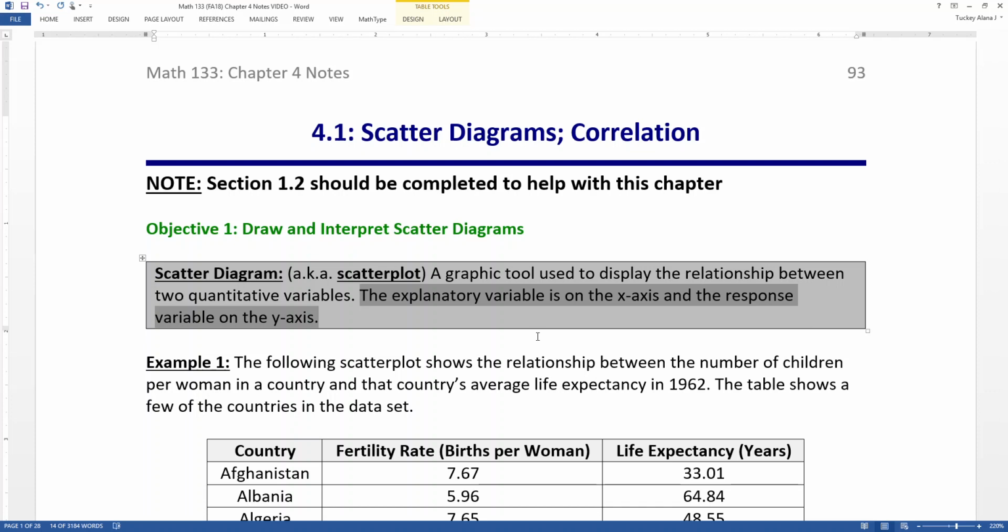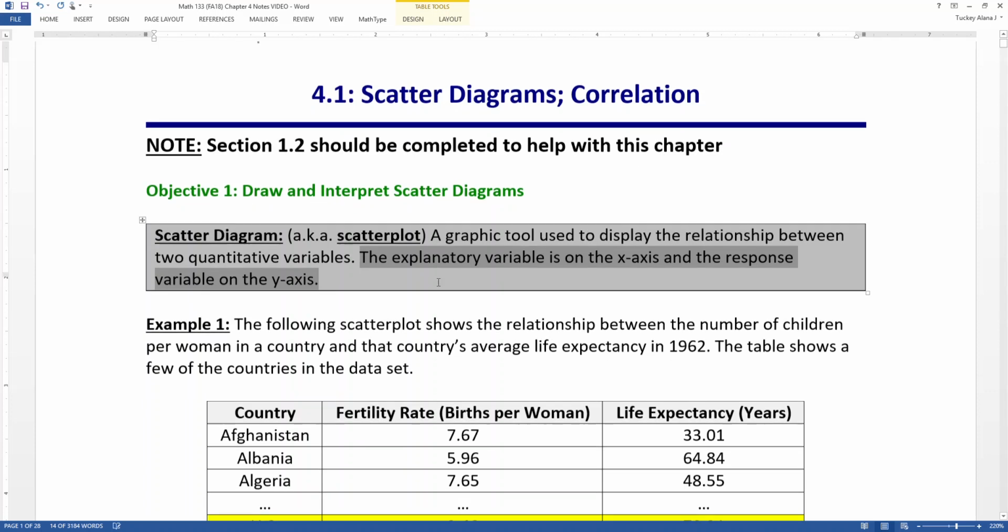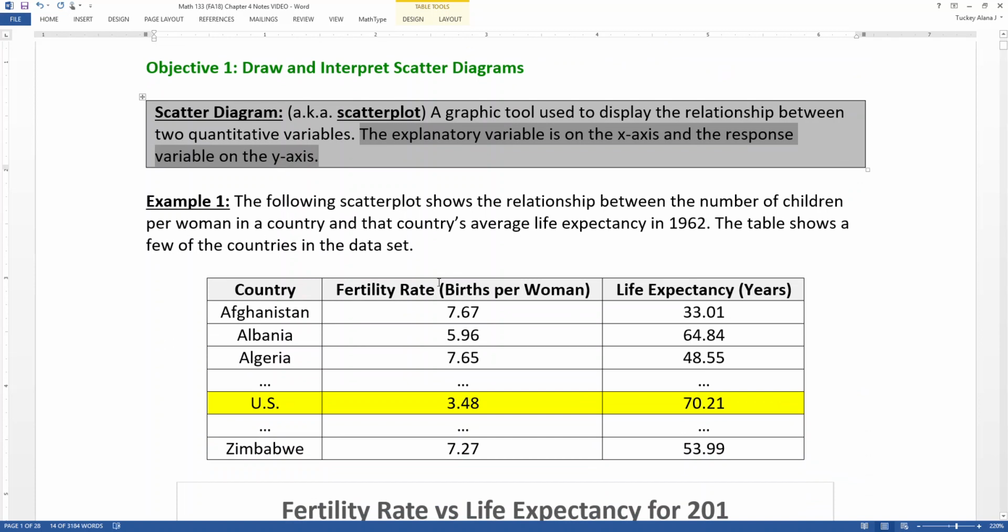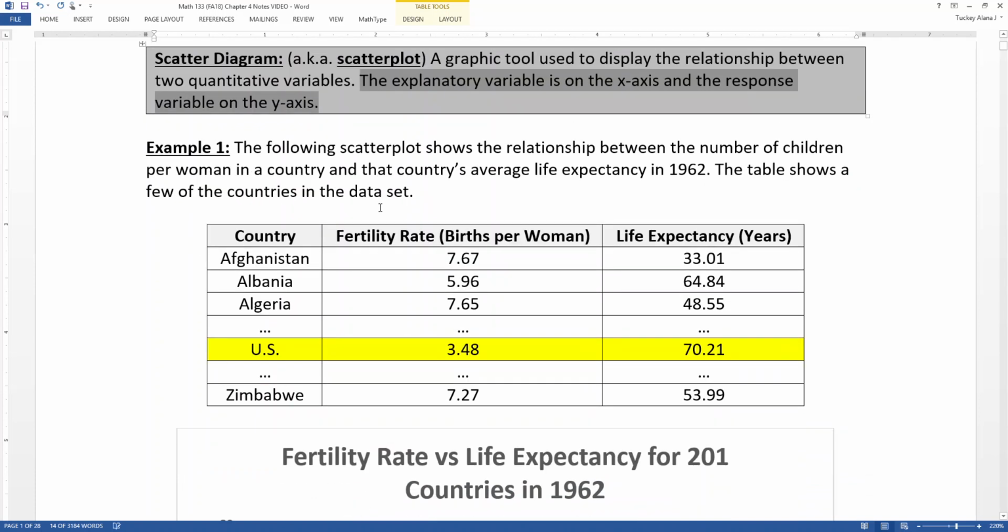Okay, now one of the first things we have to do to analyze that fuzzy relationship is to be able to graph it. We want to be able to see a picture of what's going on. And that is what a scatter diagram or a scatter plot will do for us. It's a graphic tool that's used to display the relationship between two quantitative variables. All right, so let's look at what a scatter plot looks like, and then I think you'll get it.